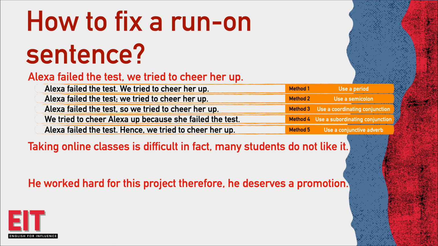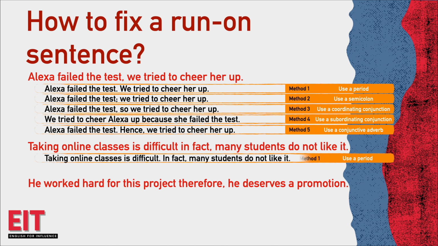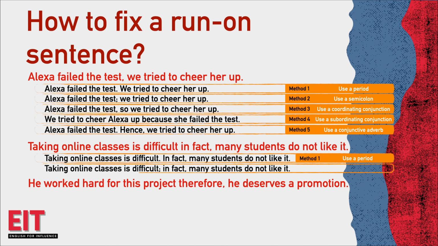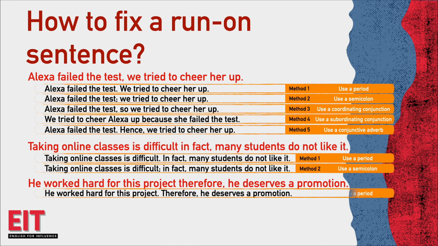Okay, what about sentences 3 and 4? If you notice, both of them already have a connecting word. More specifically, conjunctive adverbs. For sentence 3, we have in fact, and for sentence 4, we've got therefore. So methods 3, 4, and 5 are not applicable. We can only use method 1 and 2. We may use a period or a semicolon, no difference when it comes to meaning.